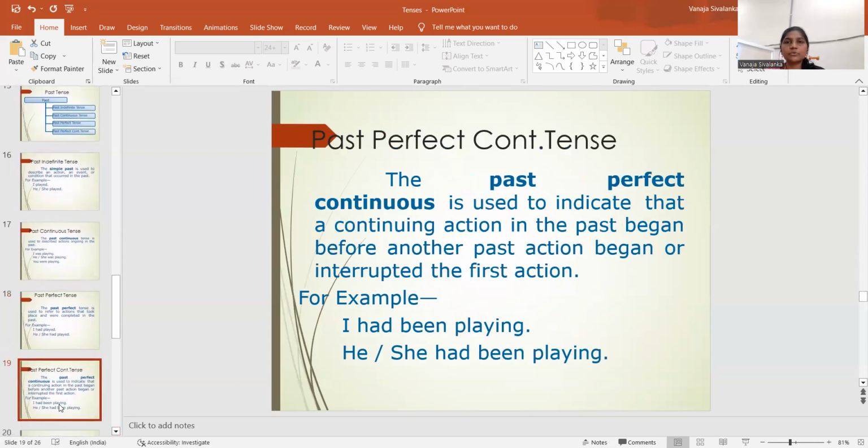Then comes past perfect continuous tense. So when do we use past perfect continuous tense? To indicate a continuous action in the past that began before another past action began or interrupted the past action. For example, I had been playing, she had been playing.